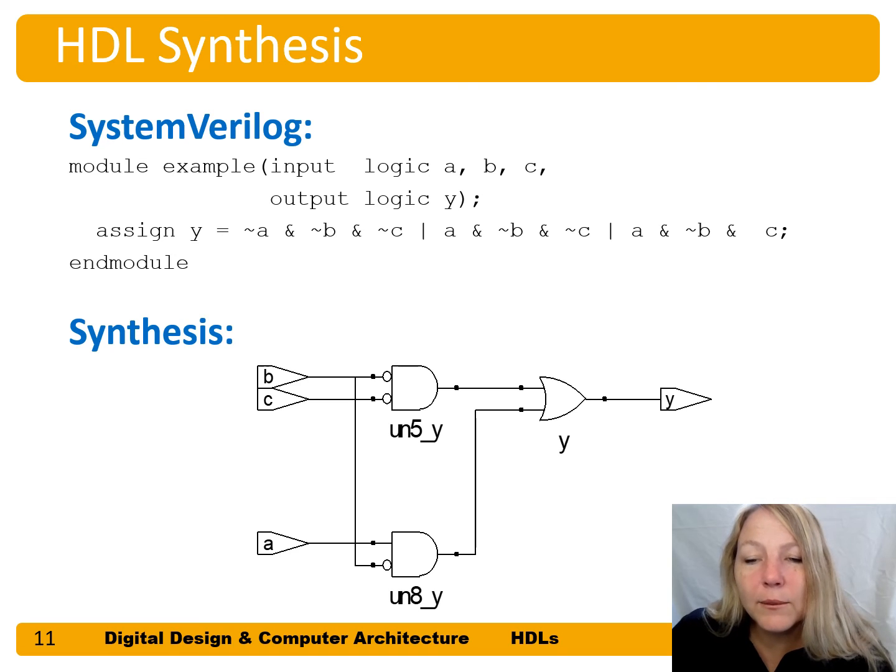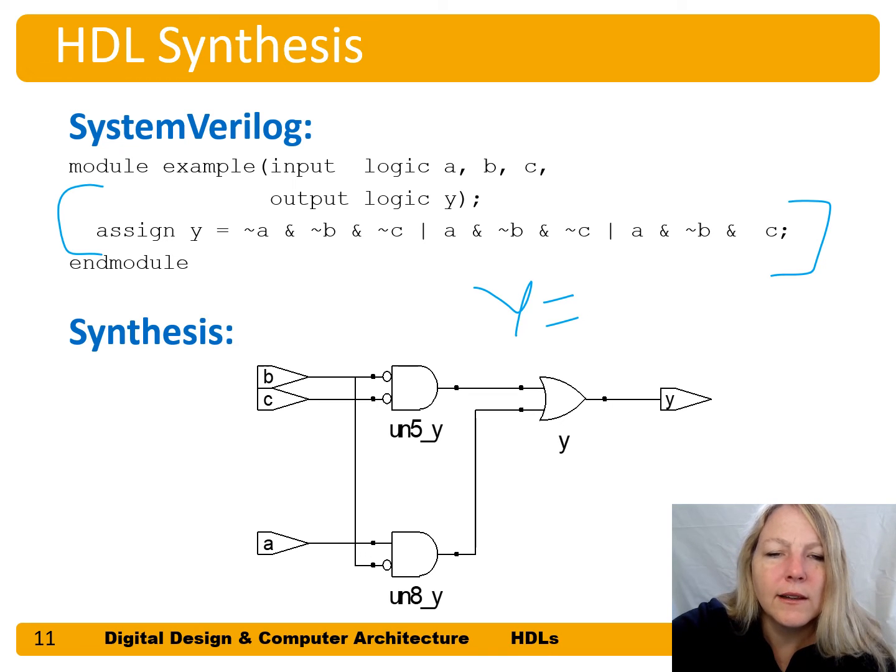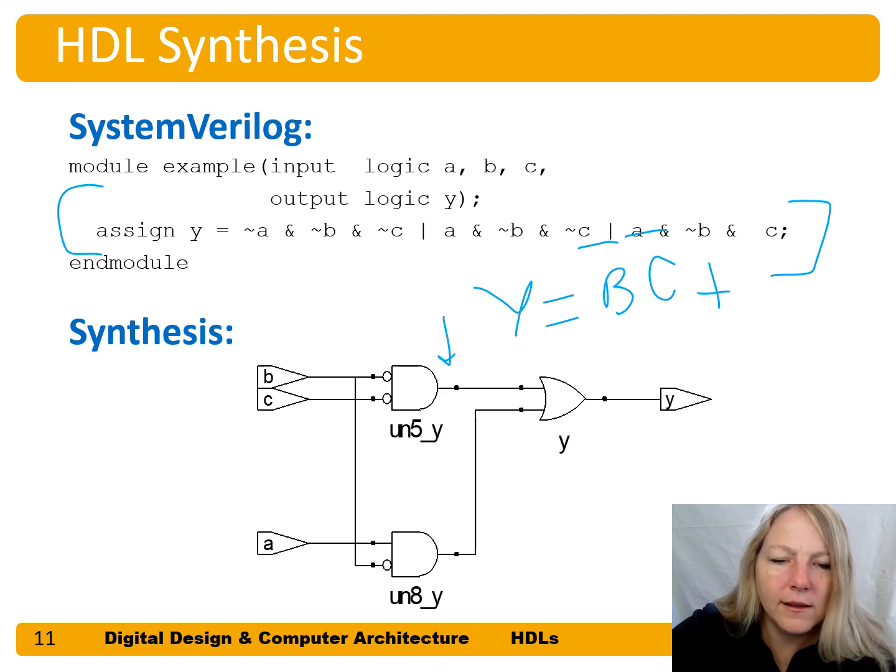And then the next step is we synthesize the SystemVerilog module, and the synthesis tool turns our module into gates. And so we can see that it turned it into Y equals B bar, C bar, or A and B bar.